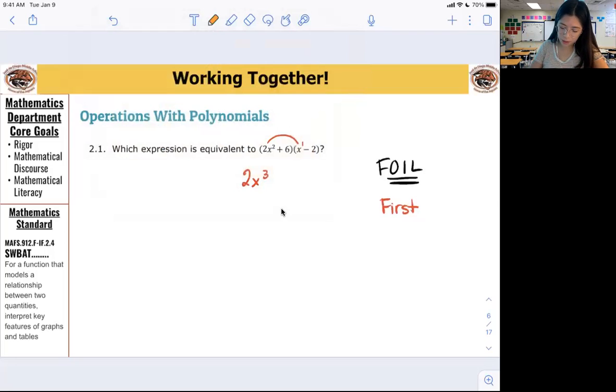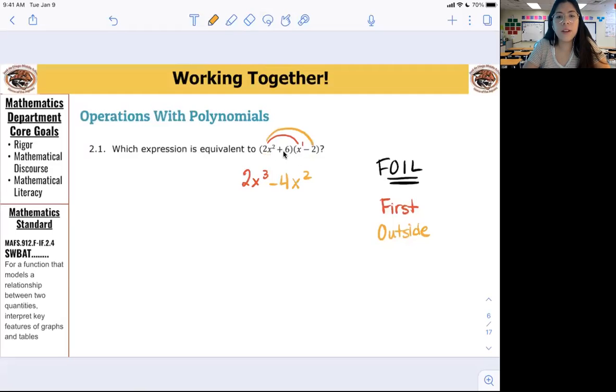So that's first. What does O stand for? Good, outside. Outside, so that's 2x squared and -2. It's like a sandwich. You pick the two numbers on the outside. So what's 2x squared times -2? -4x squared. Good, you got it.